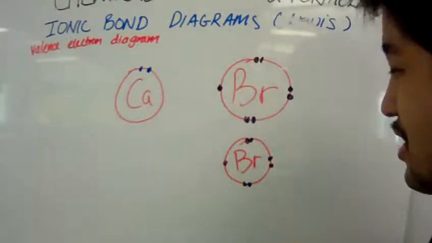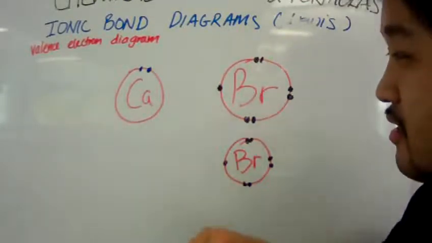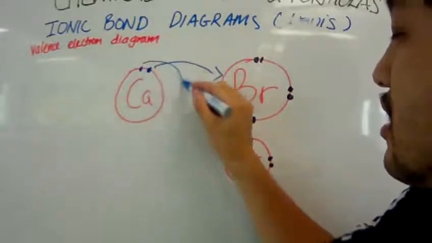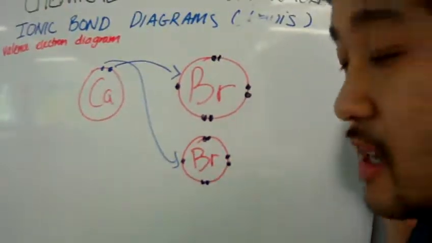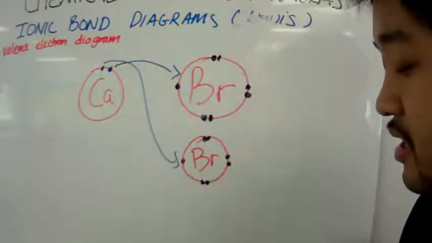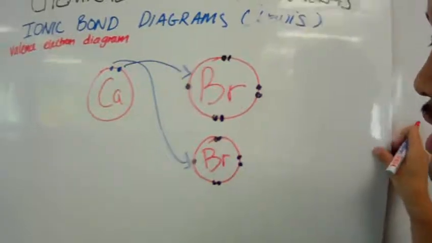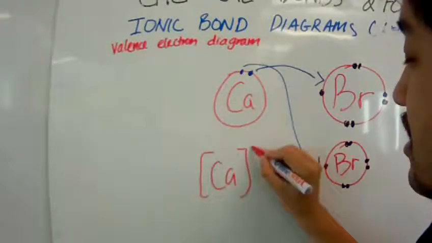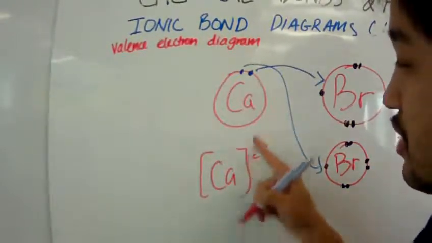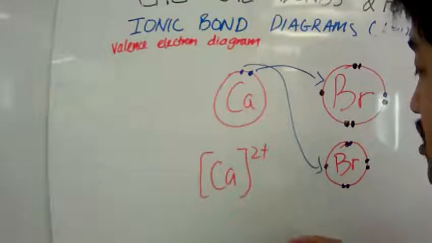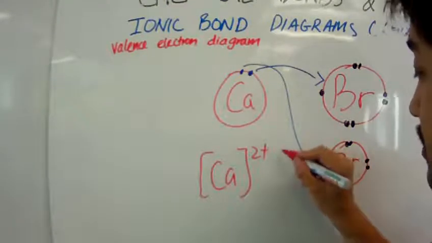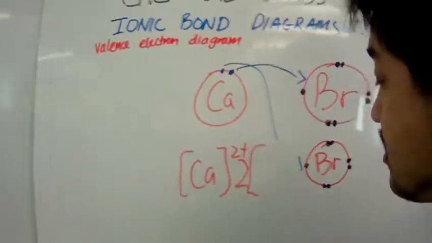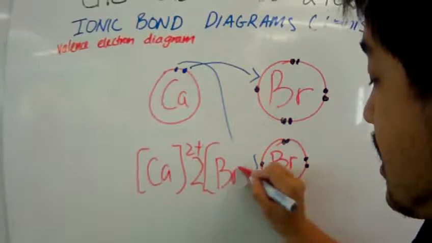All right. So what's going to happen when they collide? Calcium is going to give 1 electron to this bromine up here and another electron to the other bromine down there. And when they come together to form ions, the calcium ion is now going to be written like this, 2 plus, because we lost 2 electrons. Bromine, there's 2 of them now. There's 2 bromines.